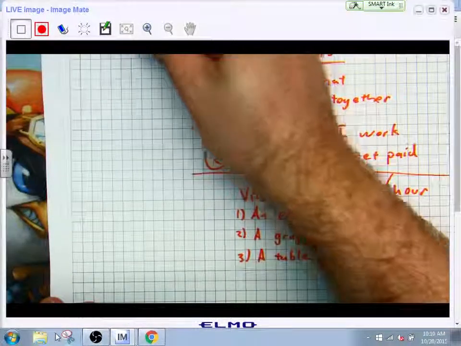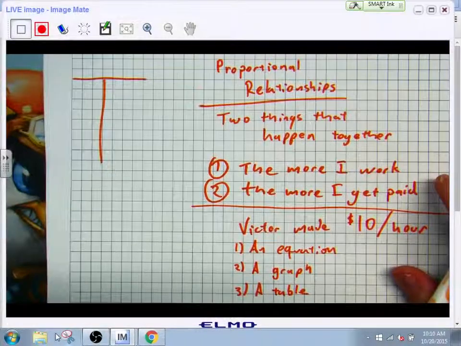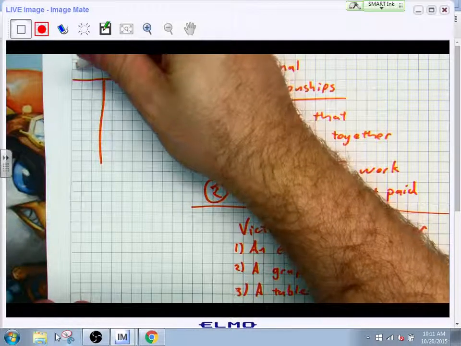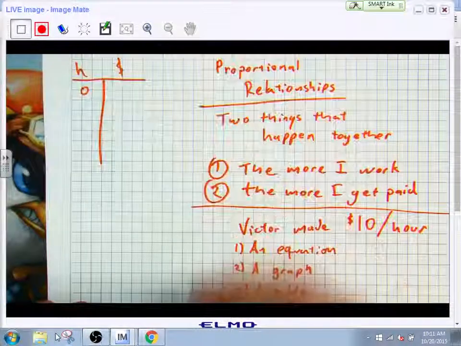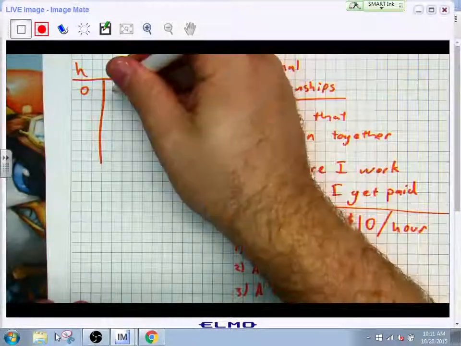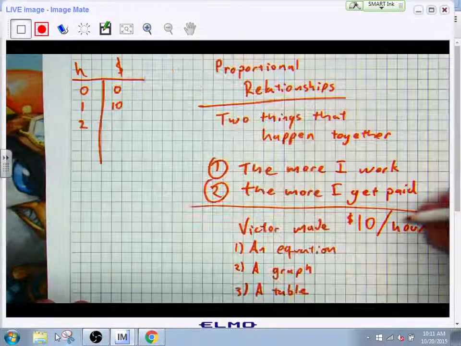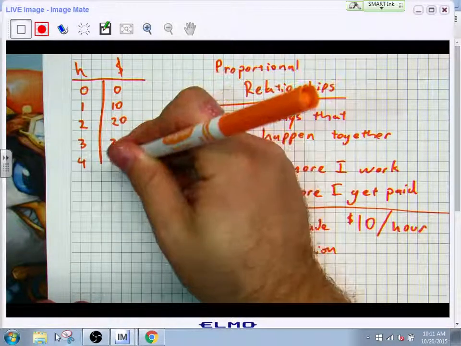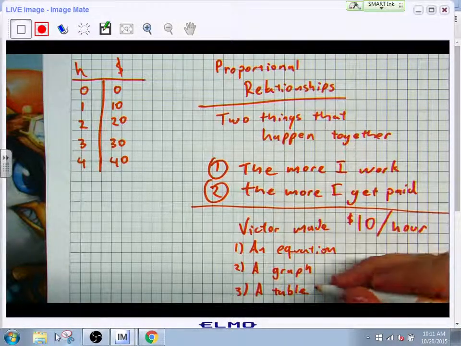Table's going to look like this. Let me finish drawing it, and I'll bring it down. This is going to be the number of hours I work. This is going to be how much money I make. So if I work 0 hours, how much am I getting paid? 0. If I work 1 hour, how much am I getting paid? 2 hours? 3 hours? 4 hours? And we can go on and on forever if we wanted. Awesome. Table is done.